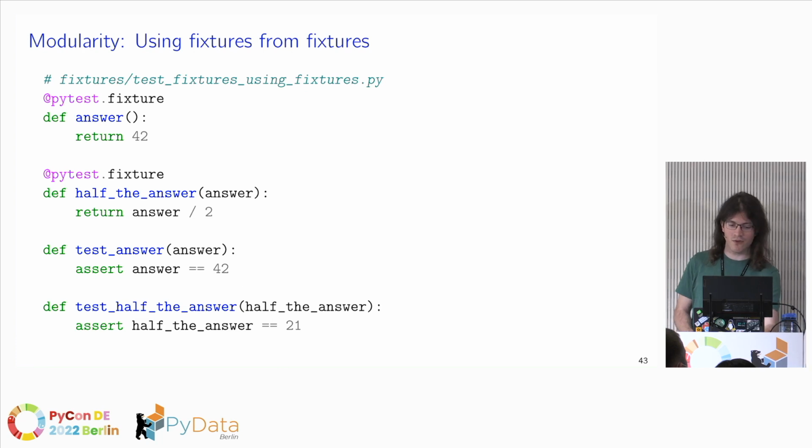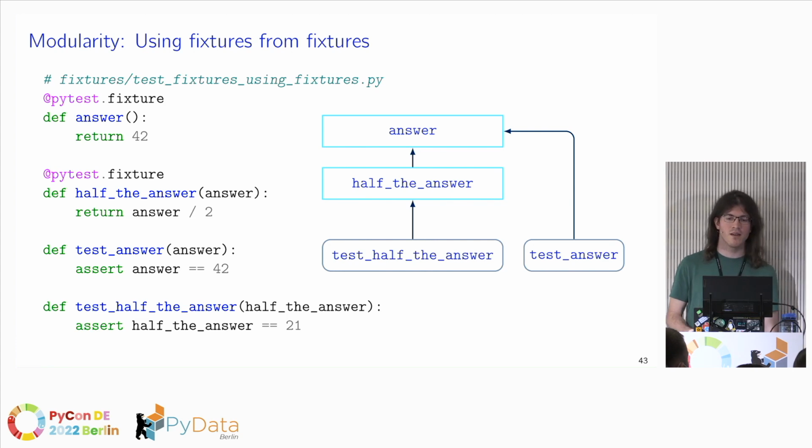And one thing you can do is using fixtures from fixtures. So again, just a theoretical example, we have this answer fixture, then another half_the_answer fixture using answer, then a test for answer, and a test for half_the_answer. If you would draw the dependencies here, that would look like this. We have a test using half_the_answer, we have a test using answer, and one fixture is also using the other one.